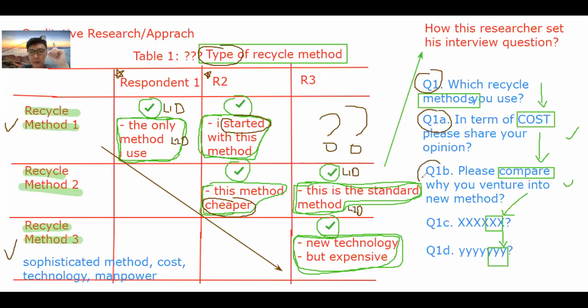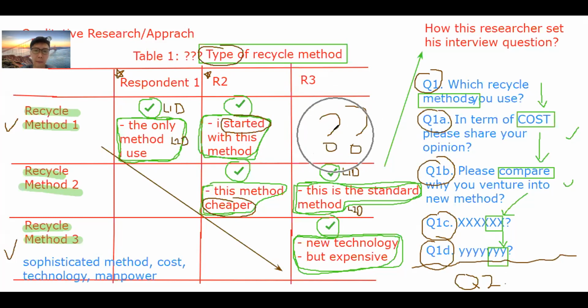I just asked the first question, and I can already go so deep. You have to finish all this until there are no more questions before you go to question two. You must cover everything before you go to question two. Don't make the mistake I made here. I missed out asking respondent three, why don't you use method one? Correct? I missed out on this. Don't make this mistake. Because if you ask very little and you go to question two, for your next objective, then you are in trouble.